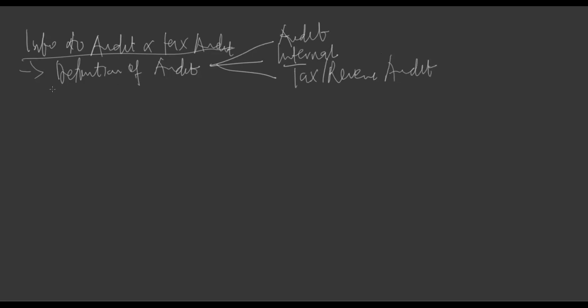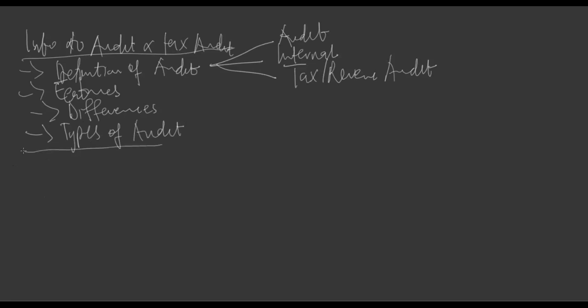Then within the definition of audit, you also need to know the characteristics or the features. You also need to know differences, okay? So these are the things that you have to actually note between these types of audits. Then you also need to know the different types of audits that there are apart from a tax audit. From there, the key focus then will be on tax audits, okay?